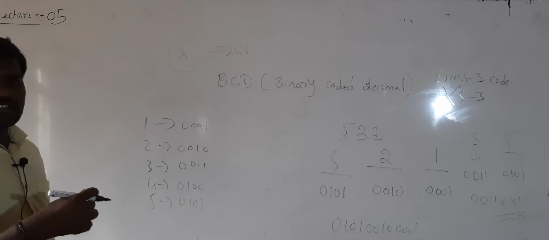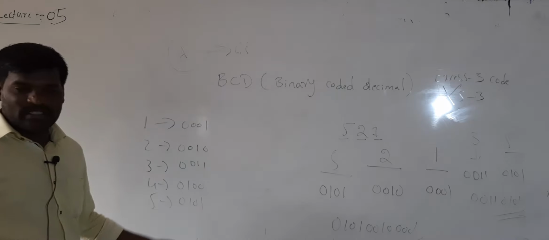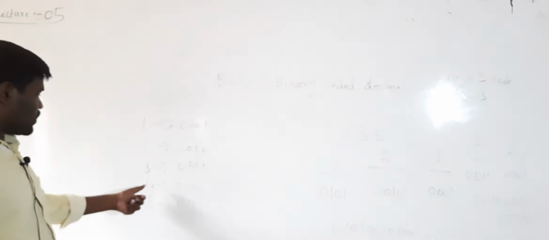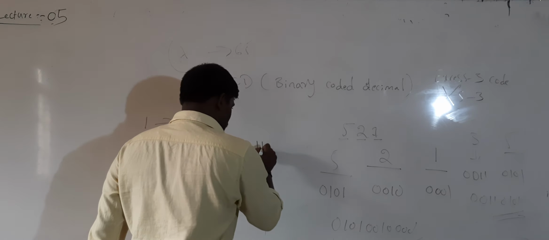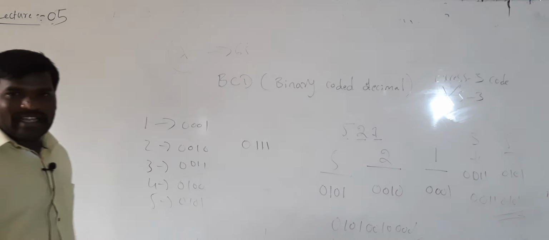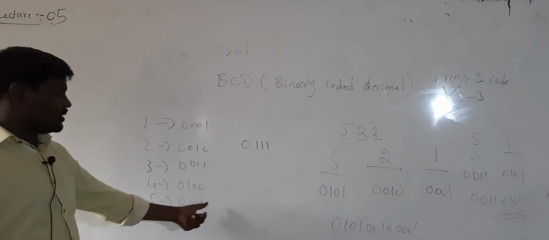Okay. So what is the Excess-3 code for 4? It is 7, because 3 is added to 4, that is 7. The binary value of 7 is 0111. The Excess-3 code for 2 is 5, and the answer is 0101.